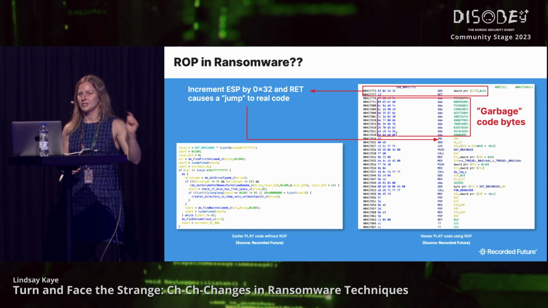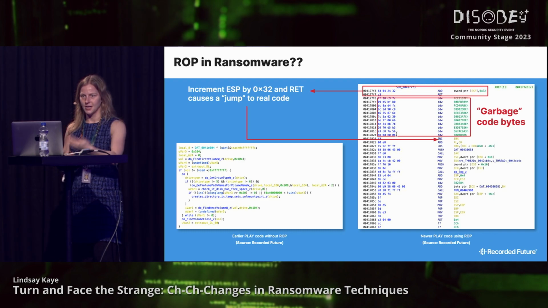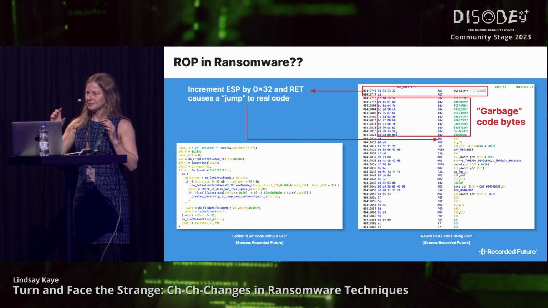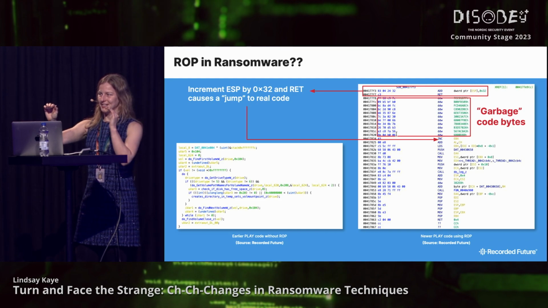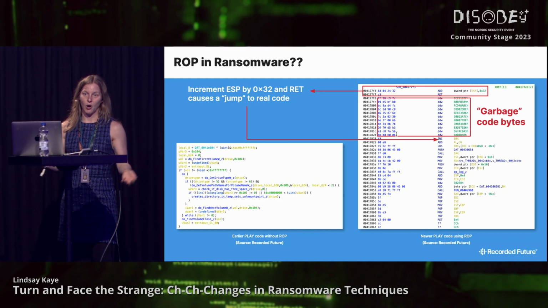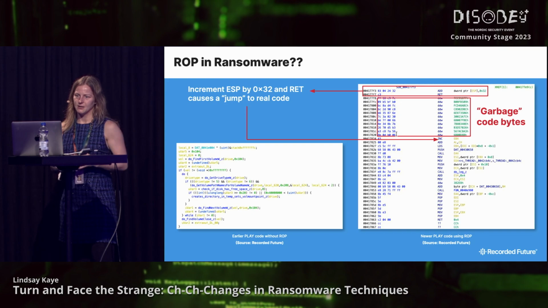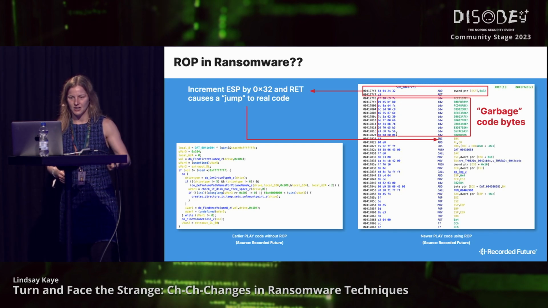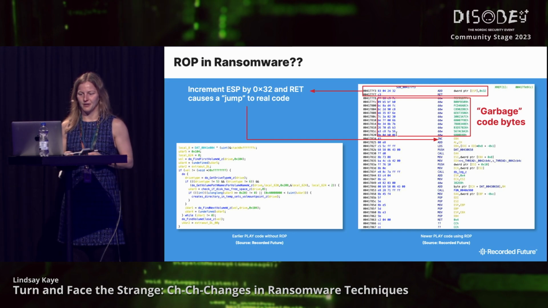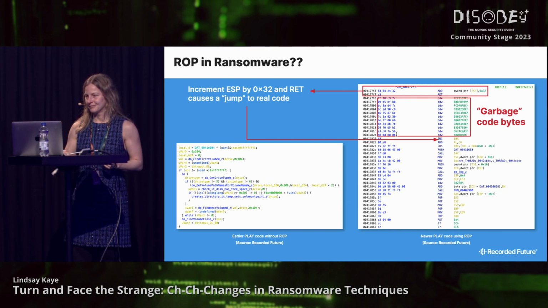Increment ESP by 32 and then do a return. This causes a jump to the next piece of code that you're going to execute. Between the return instruction and that new code, there's a bunch of garbage code. The disassembler doesn't really like that, so it gets a little confused. You can fix it up, but it's slightly more challenging. You can see on the left an example of the Play code without ROP, just to set that stage.